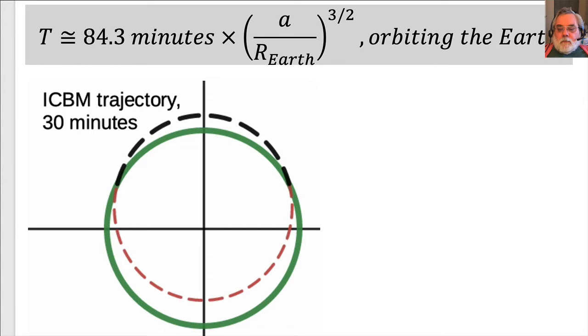Intercontinental ballistic missile, ICBM, trajectories are ellipses that are suborbital, meaning that their closest distance to the center of the Earth is less than the Earth's radius. Green is the Earth's radius, black and red is the suborbital elliptical orbit. And this means that they will impact the Earth. If we launch it here and it has this elliptical orbit, it's going to hit the Earth here.